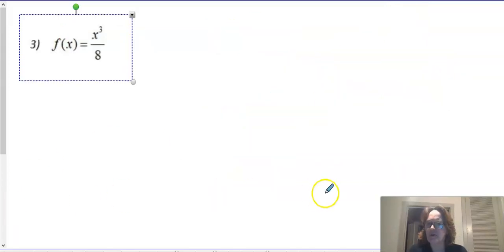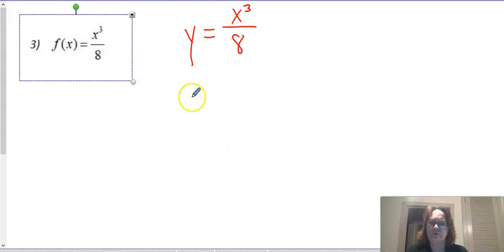All right, let's try another one. Number 3. Change it to y equals x cubed over 8. Okay, and then switch the x and the y. x equals y cubed over 8. Now solve for y. Well, the first thing I need to do is the last thing that was done.